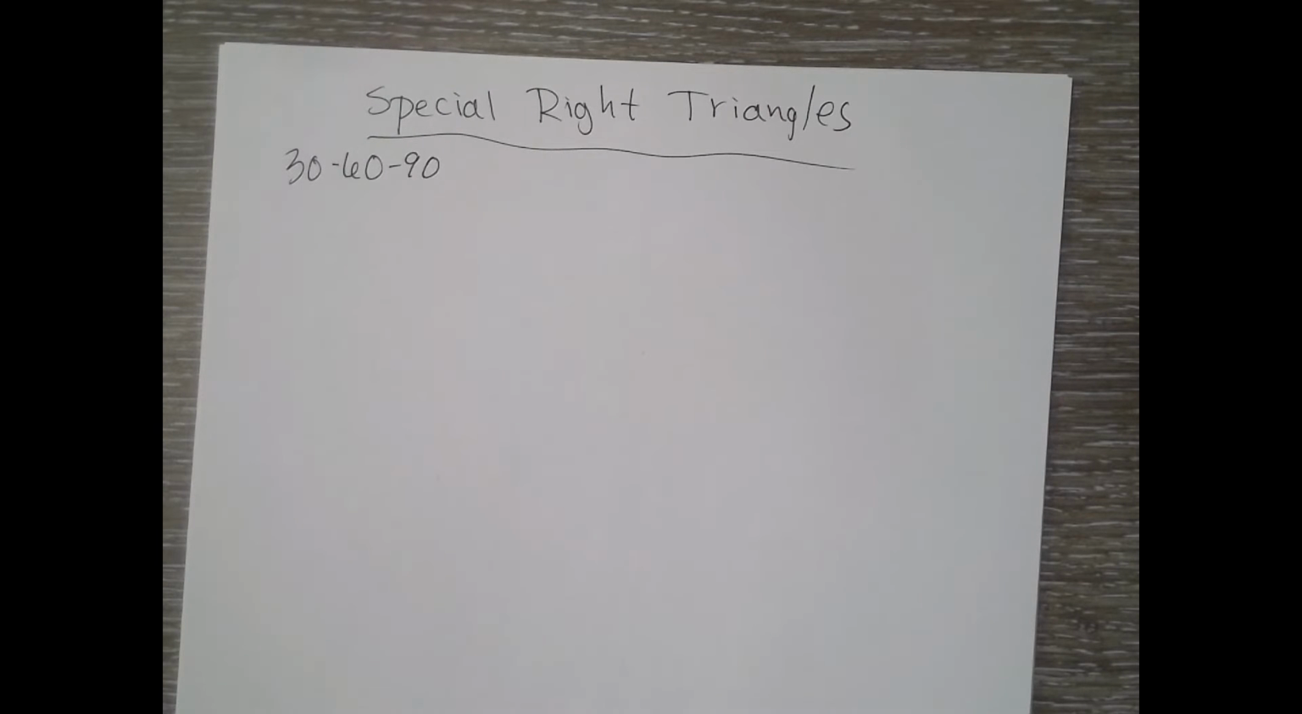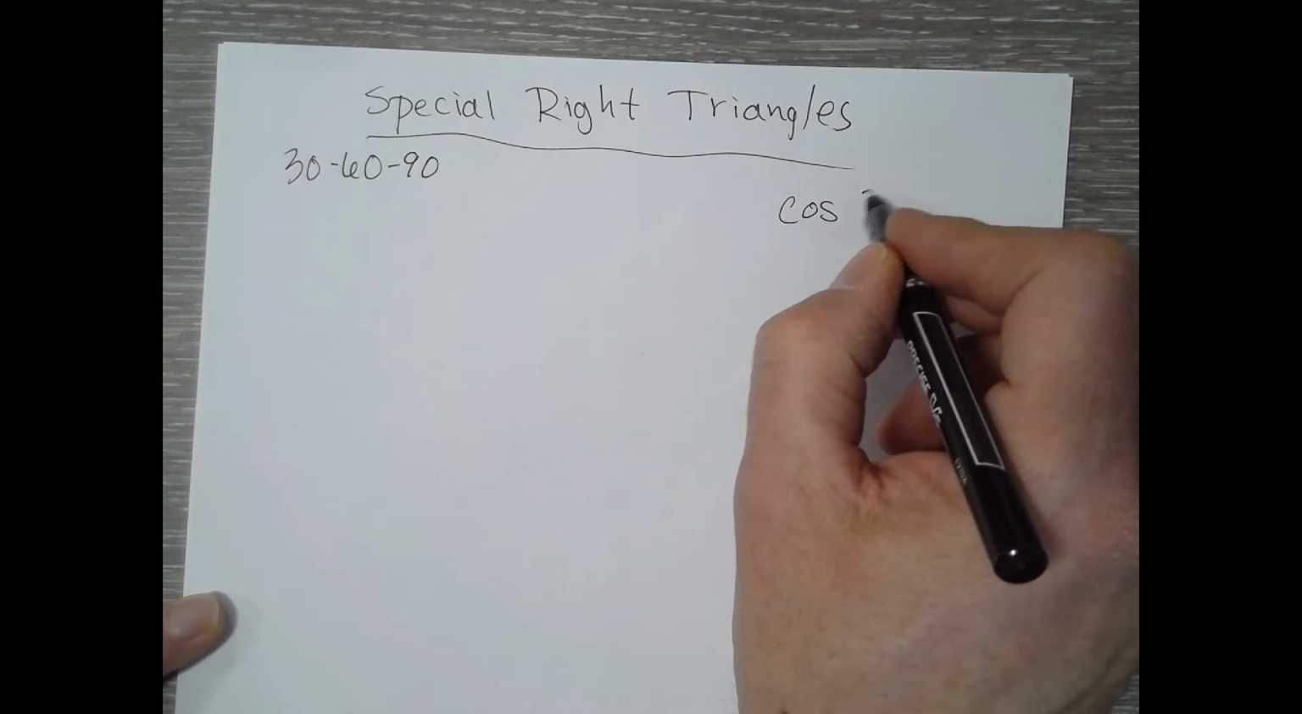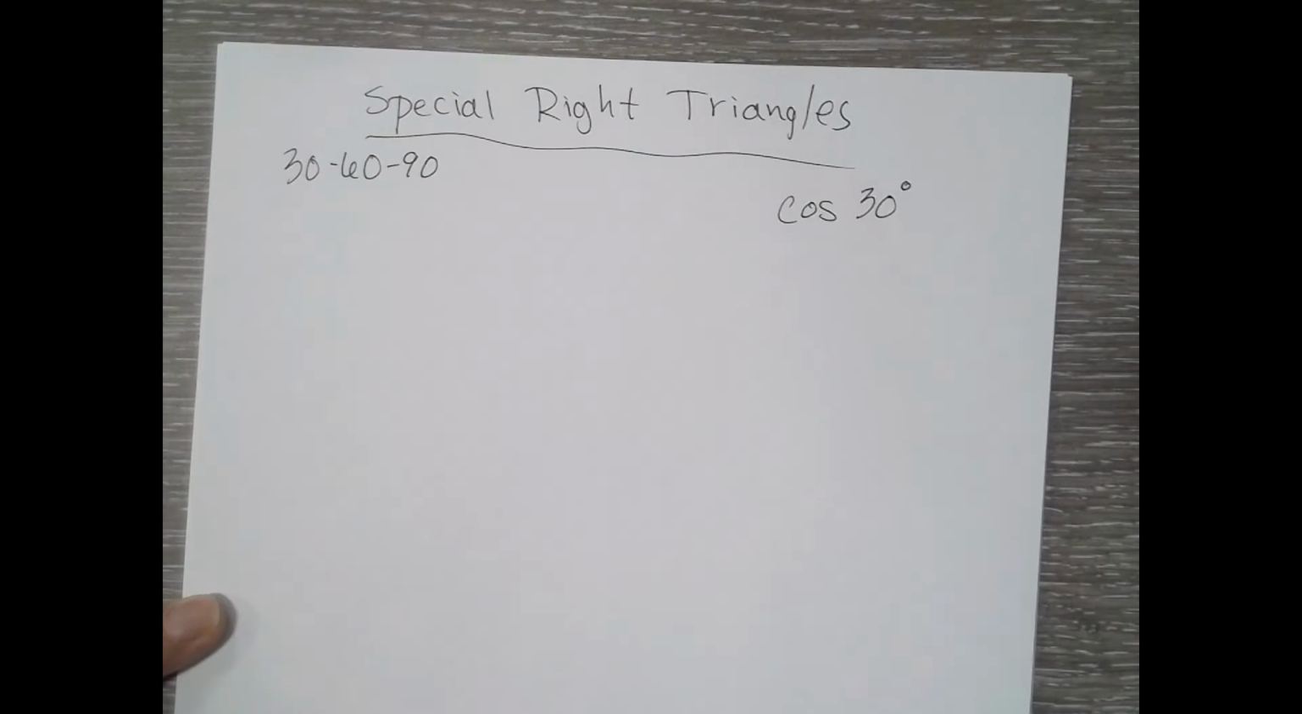Okay, so the special right triangles will enable us to figure out what the cosine of 30 degrees is. We don't know what the cosine of 30 degrees is, but we will in about 5 minutes. All right.